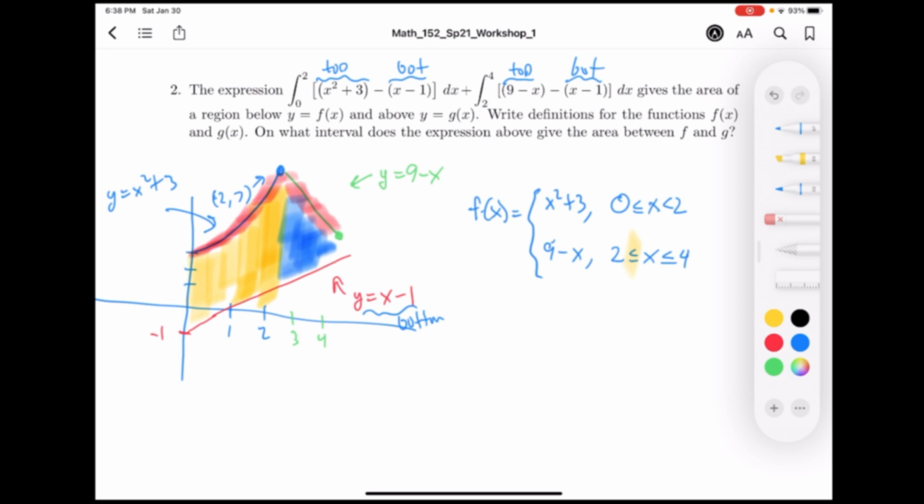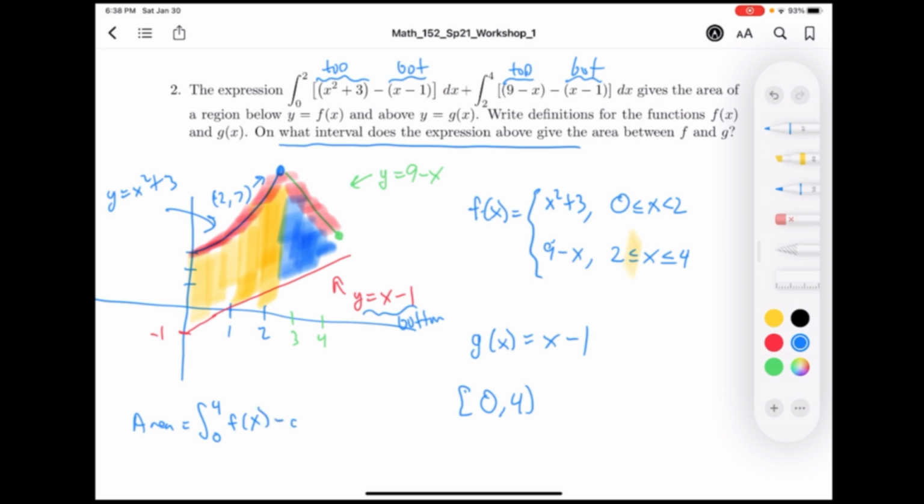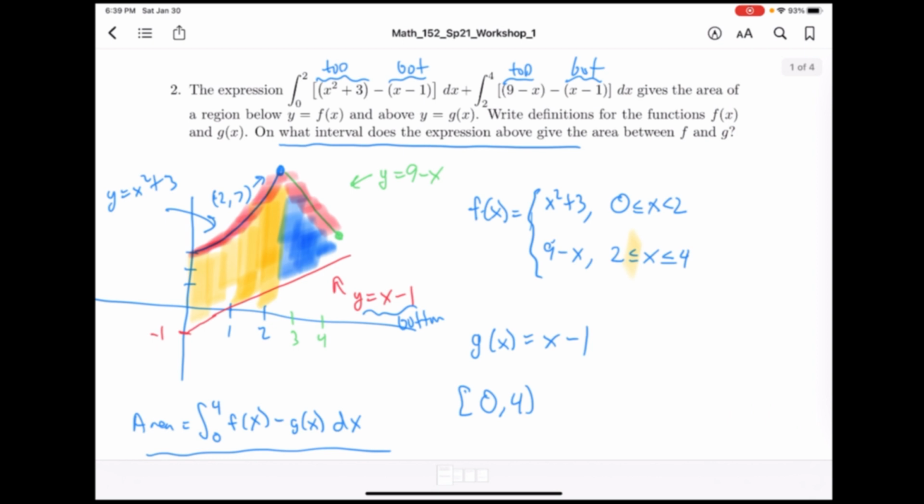So anyway, that's the definition of f of x, and then of course we can see that g of x is just equal to x minus 1. That's a constant. And the interval, by the way, we asked on what interval the expression gives the area. The answer to that is 0 to 4. So in fact, it's correct to say that the area is equal to the integral from 0 to 4 of f of x minus g of x dx. That would be a completely correct expression for the integral once f and g are defined in this way. Okay.